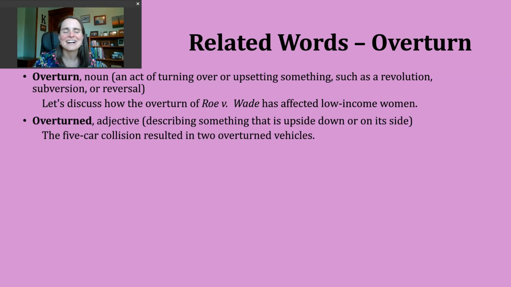One more word for us today. It's the adjective overturned. So generally, this is describing something that is upside down or maybe even on its side. An example of this. The 5-car collision resulted in 2 overturned vehicles. So again, that kind of idea, you might have a picture in your mind of cars that are upside down.